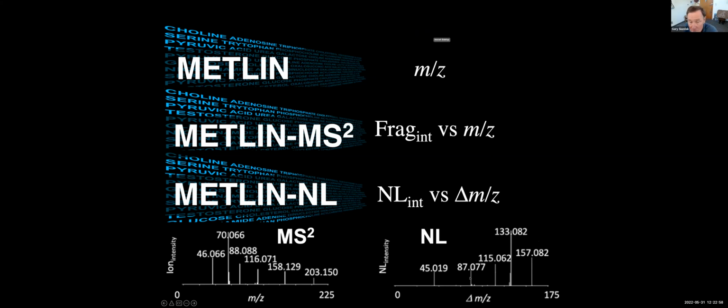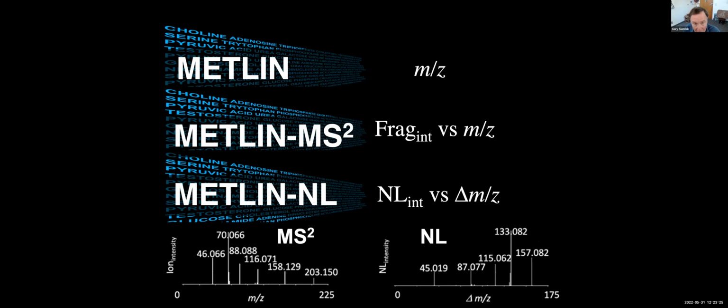Now, what struck me when we first started generating this was that neutral loss is extreme. It's been around, people have been using it for decades, and there are thousands of papers on neutral loss type data. But what struck me about it was that there were no libraries or databases like this that could be used to facilitate the identification of knowns and unknowns.